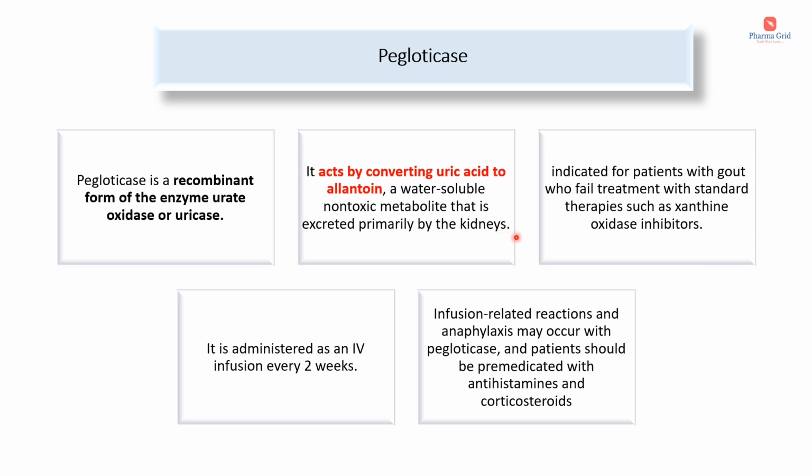So pegloticase is a recombinant form of the enzyme urate oxidase or uricase. It acts by converting uric acid to allantoin. Allantoin is a water-soluble non-toxic metabolite that is readily excreted by the kidneys. This drug is mainly indicated for patients with gout who fail treatment with standard therapies such as xanthine oxidase inhibitors, administered as an IV infusion every 2 weeks. Infusion-related reactions and anaphylaxis may occur with pegloticase, and patients should be pre-medicated with antihistamines and corticosteroids.